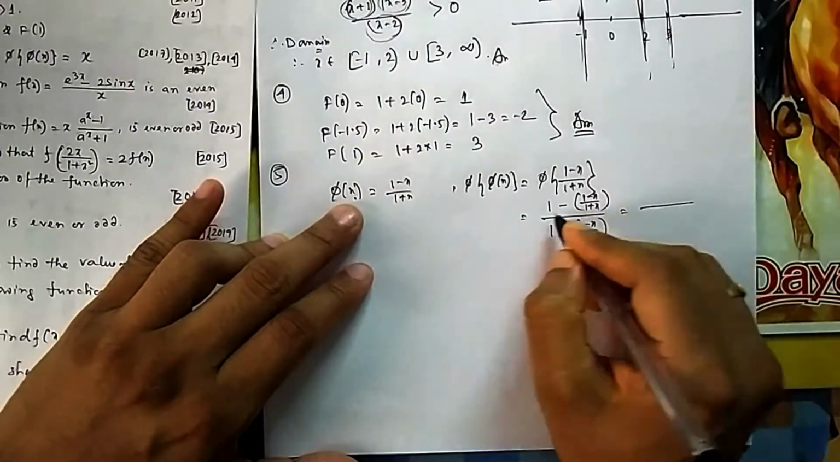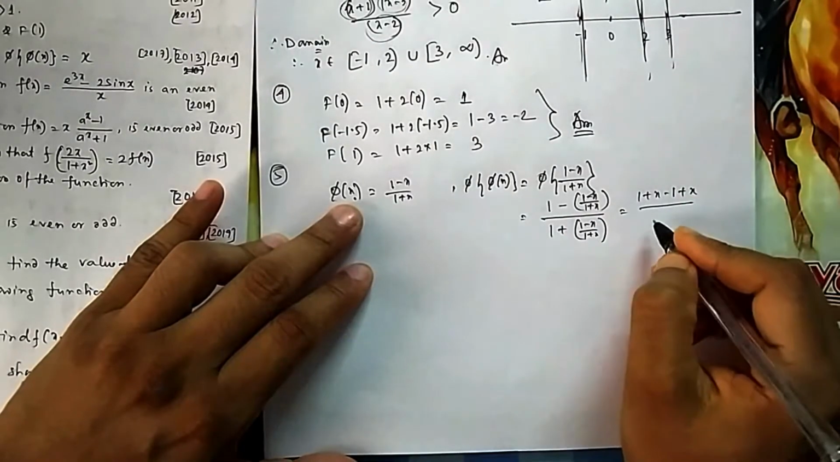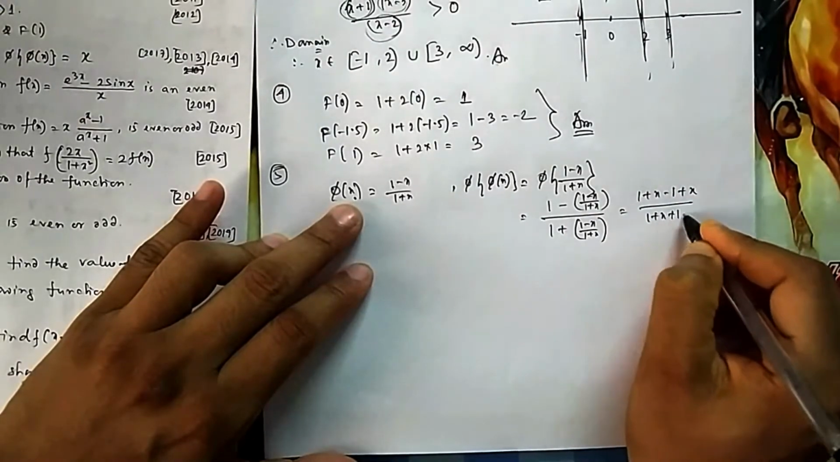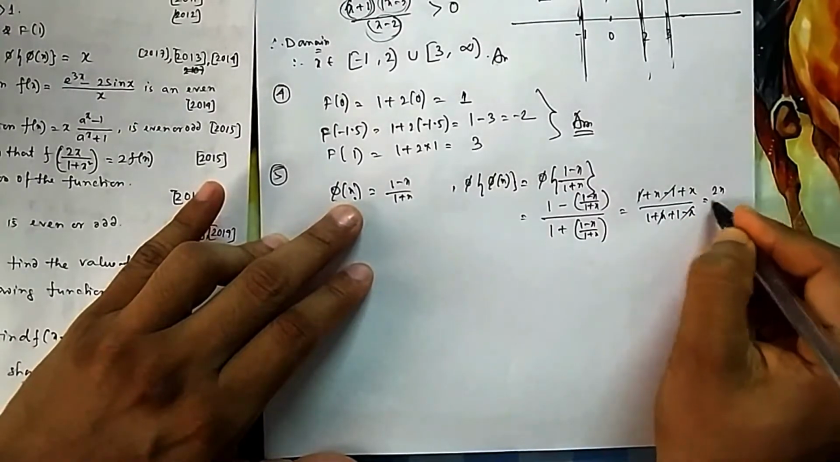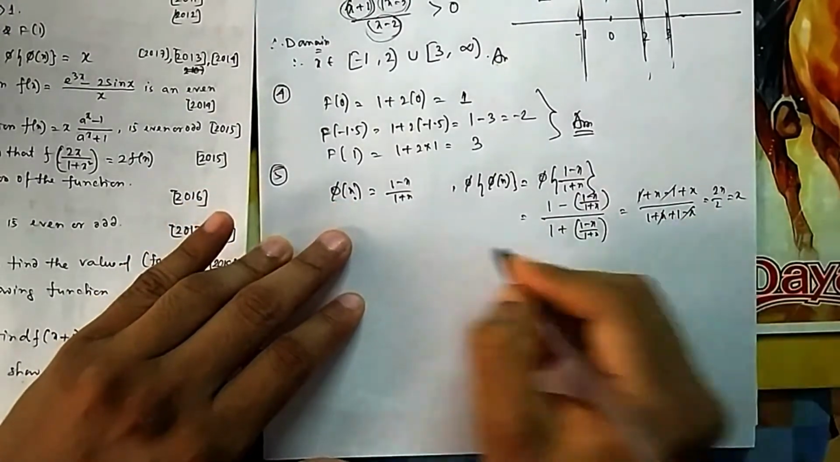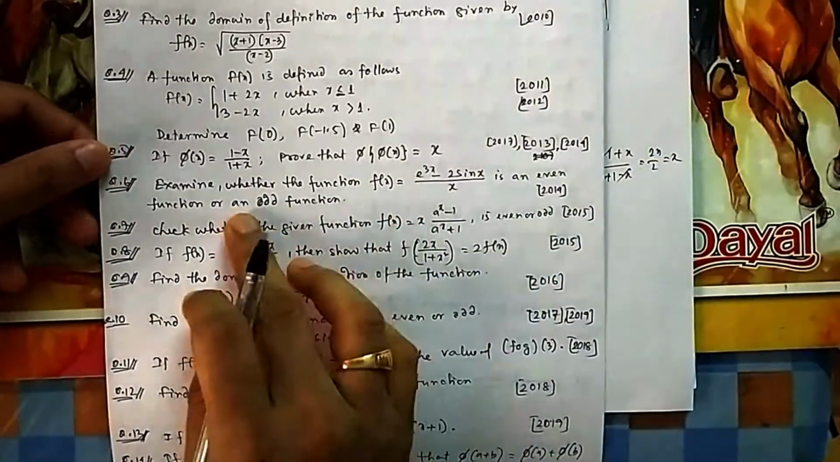So now if you take LCM, 1 plus x will be gone. It will be minus 1 plus x. If you open this bracket, it will be 1 plus x plus 1 minus x. 1 cancels, x cancels. So it is 2x by 2, so it is x. So it is proved.